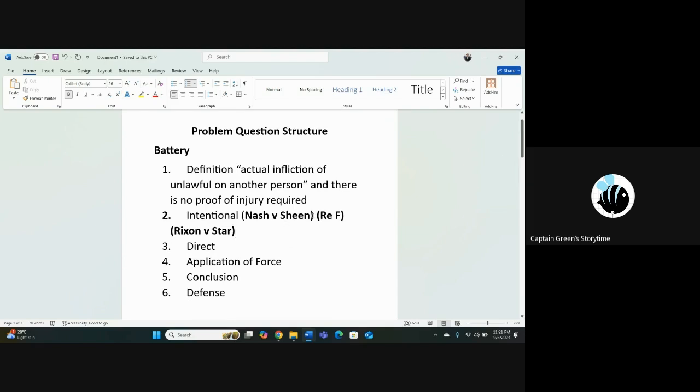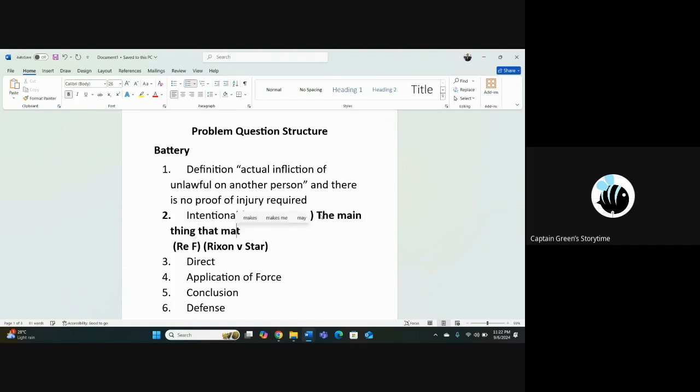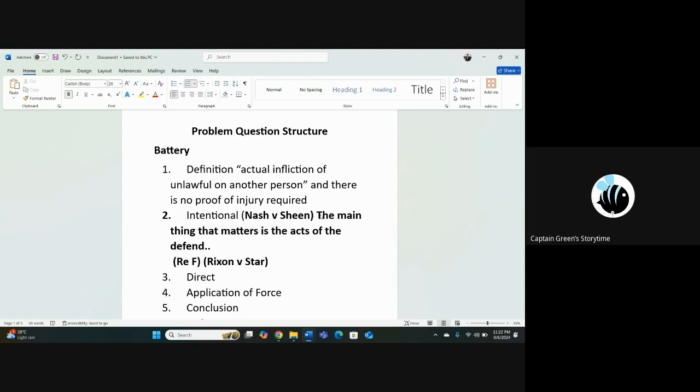Now, if you would like to know what is in the case of Nash, in the Nash case, it was written that the defendant's acts were deliberate, even if the outcome had not been. You must look at the acts of the defendant. You must not look at what type of injury is caused to the claimant. The main thing which matters is the acts of the defendant, not the outcome.